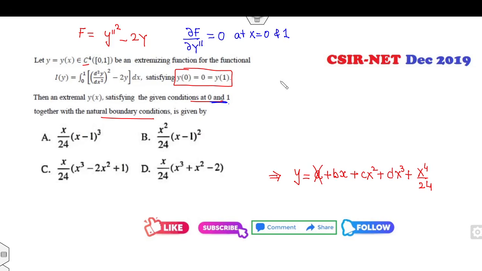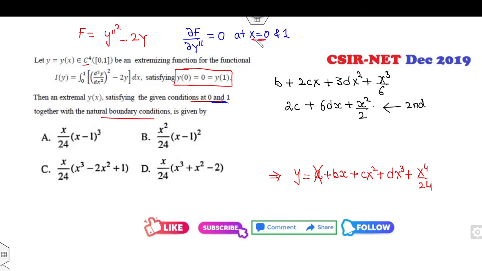Look at this. Okay, I will check about this case. What is the second derivative of this? The first derivative of this will be my b plus 2cx plus 3dx square plus x cube upon 6. This is my first derivative. Second derivative will be 2c plus 6 into dx plus x square over 2. This is my second derivative. Now what is given to you? Second derivative at the point x is equal to 0 is 0. That means 2c is my 0.